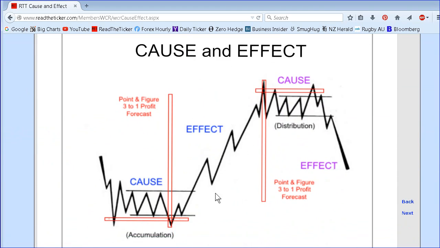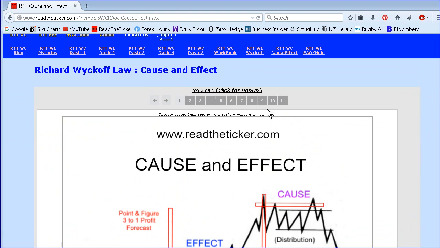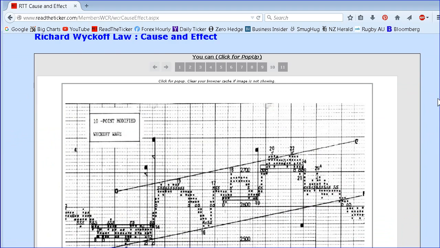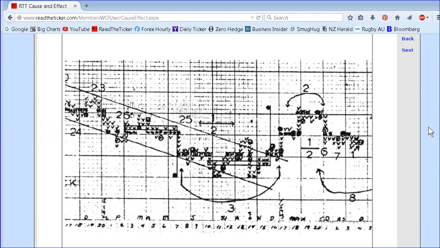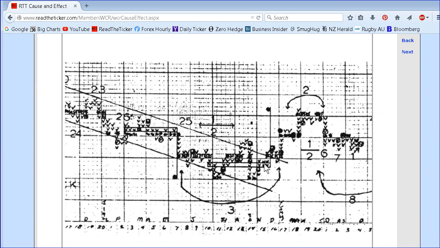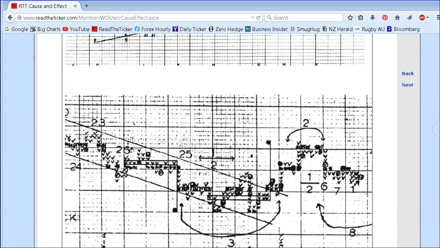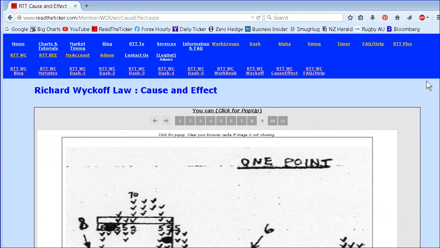Basically, we have a cause and effect once again as a little pattern here. A period of accumulation generates an effect of 3 to 1 based on point and figure. And in real life, it looks a bit like these charts here. You can see the square rectangle there and the effect up here. Let's get a better one. Let's have a look here.